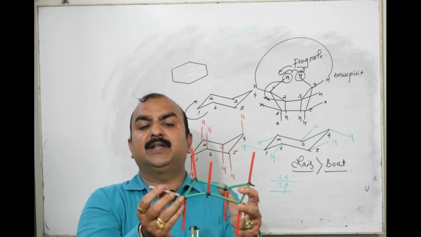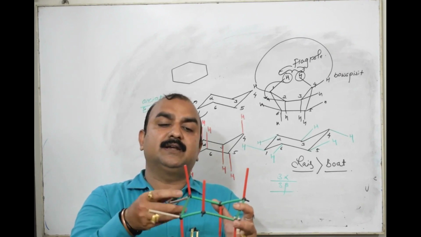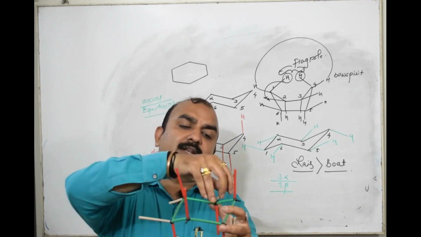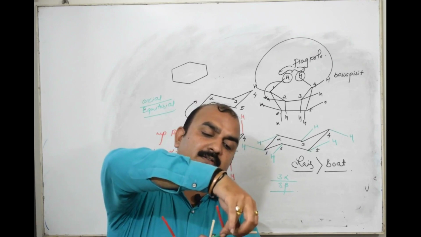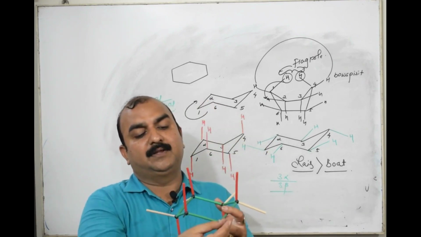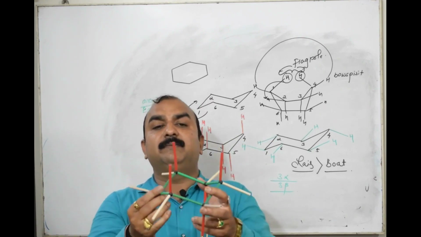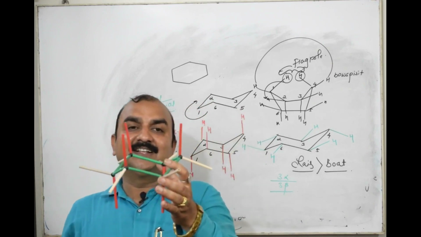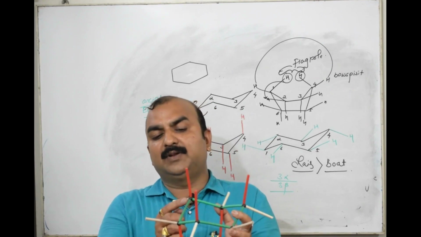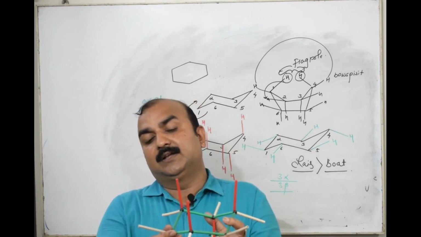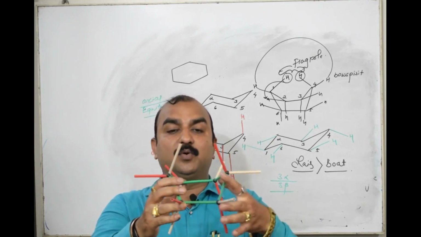Now equatorial, carbon number 1, first is equatorial up, second is equatorial down, third is equatorial up, fourth is equatorial down, fifth is equatorial up, and sixth is equatorial down. 3 beta, 3 alpha. This is the structure of cyclohexane. Now please see carbon number 1 and 2 and carbon number 1 and 6. There is restricted rotation. Now this chair is converted into the boat.